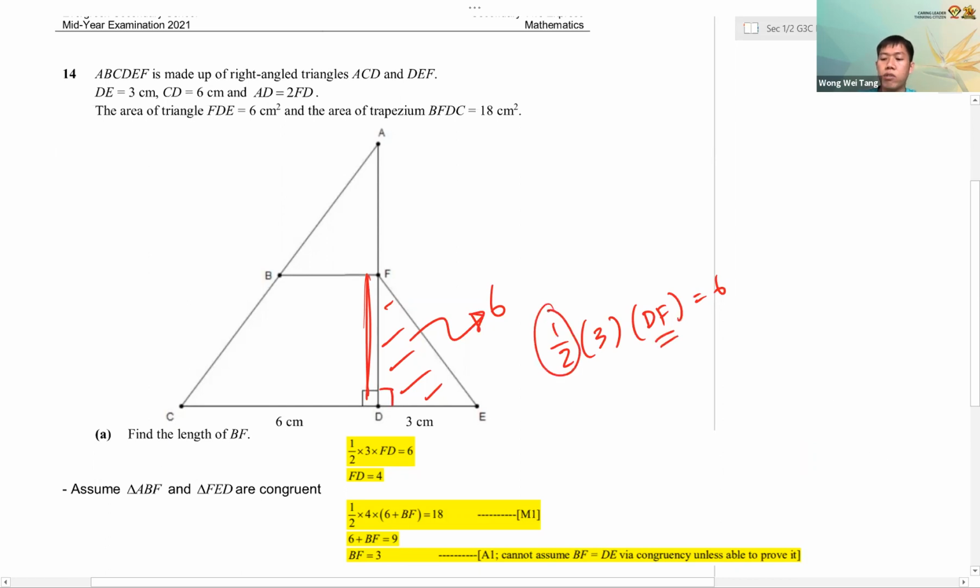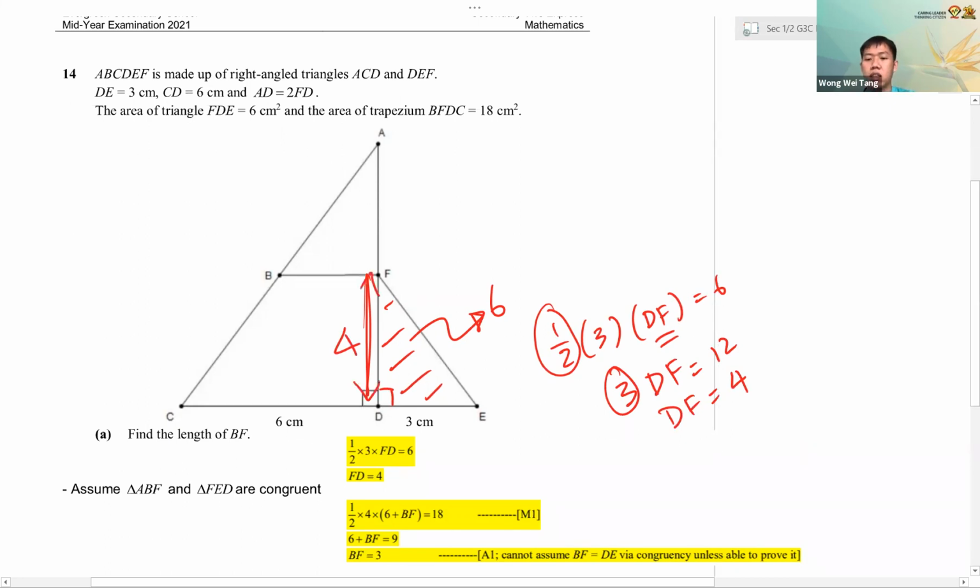I want to get rid of the half. I do so by multiplying by 2 on both sides, leaving me with 3DF equals 12. I want to get rid of the 3, so I divide by 3, and that gives me 4. So FD has a value of 4 units.